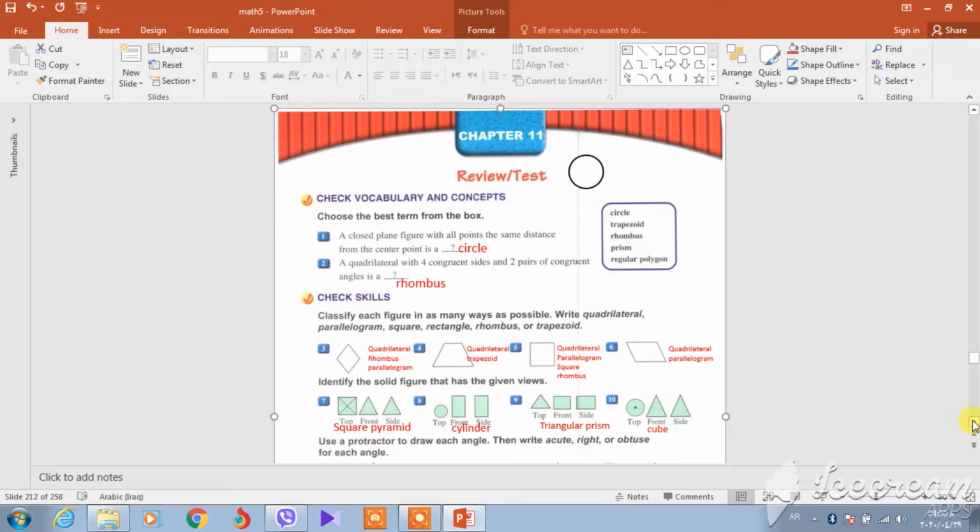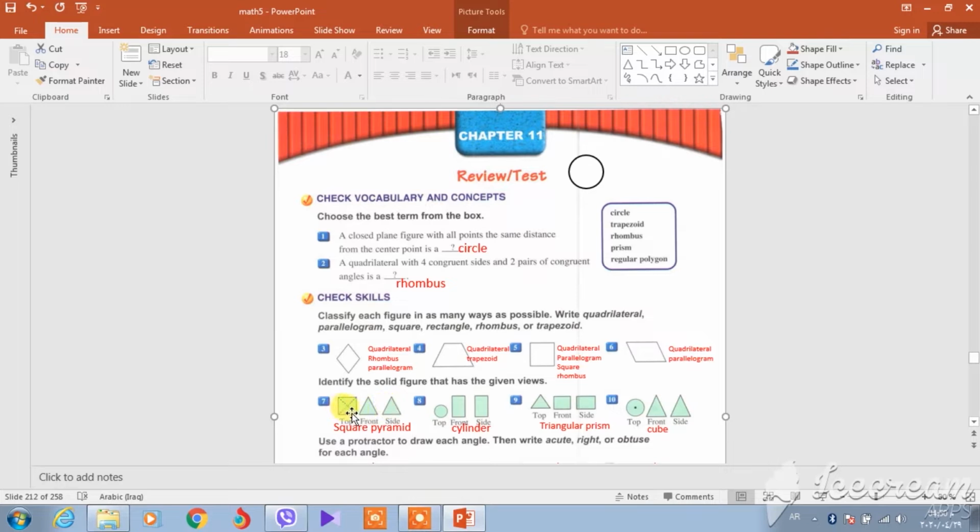After that we have question 7. Identify the solid figure that has the given views. Look, we have this square and 2 triangles. If we look at the solid figure, from the top we see the square, from the front we see the triangle, and from the side we see the triangle. So this type is a square pyramid.